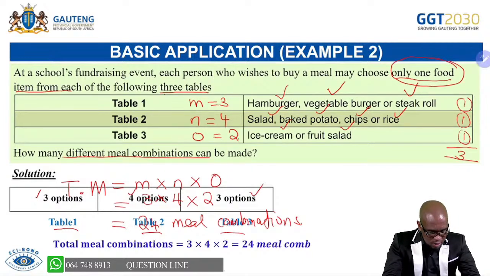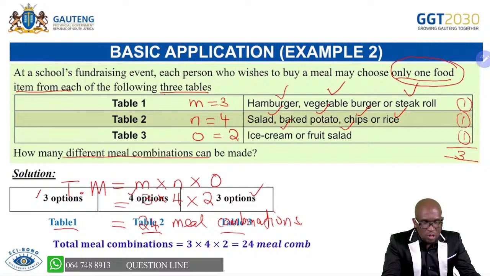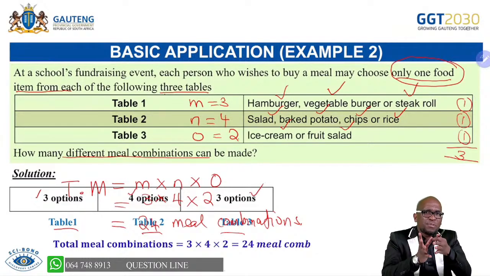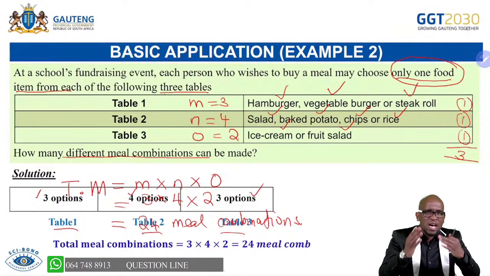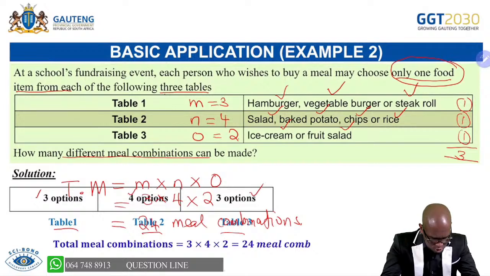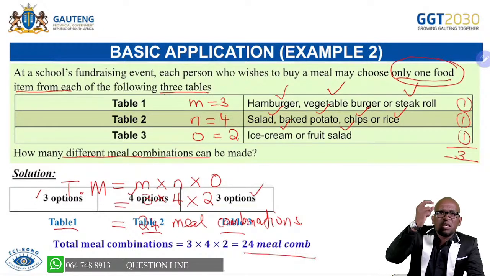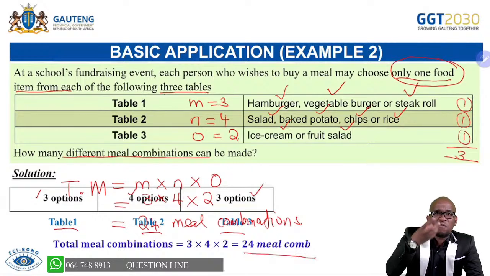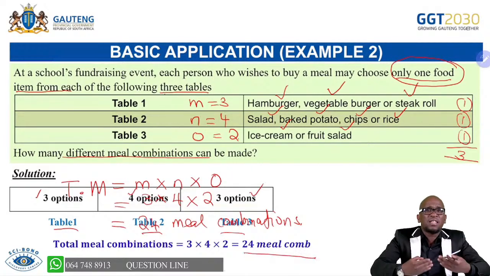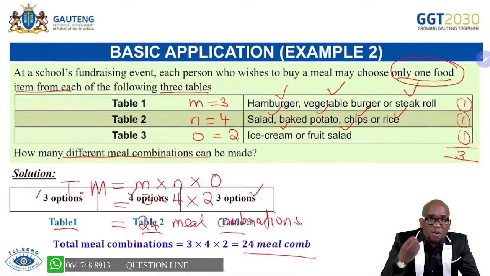Right, so now let's see. What did we do here? We looked at the number of options of performing each task, and then we said we can multiply those options to get 24 meal combinations. It does not mean in one plate there will be 24 food items. No, there will be 3 food items, but we are looking at the choices that you have of having to choose a specific food item.